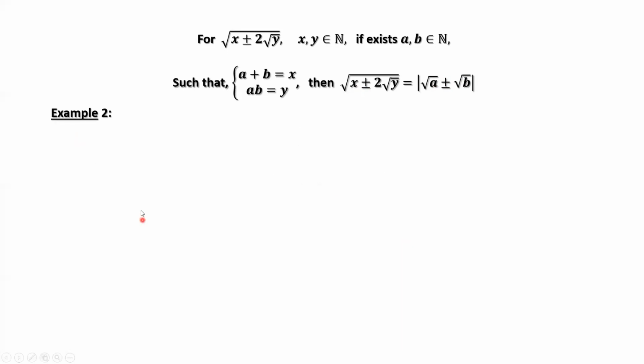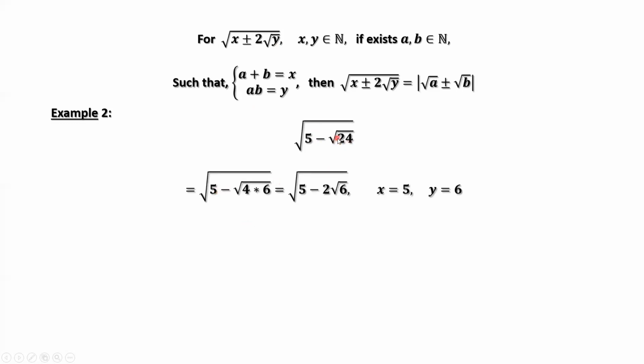Let's look at the second example. Square root of 5 minus square root of 24. Does this match this format? X, we have 5, we have minus here, but we don't have 2 outside of the square root of y. Can we solve this problem? Modify this to fit this format.